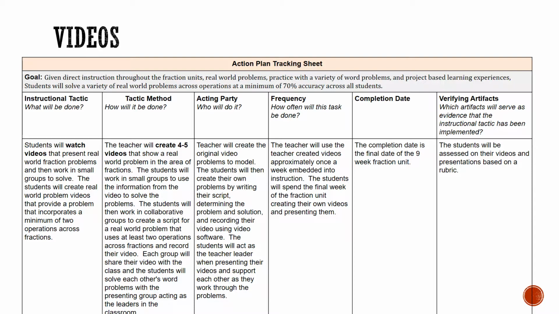We decided that the creation of videos is another great strategy to use to help with our SMART learning goal. The students will watch videos that present real-world fraction problems. They would then work in small groups to solve it. Students will later create their own video that provides a problem incorporating a minimum of two operations across fractions. Teacher will create 4 to 5 videos and students will work together to solve it.